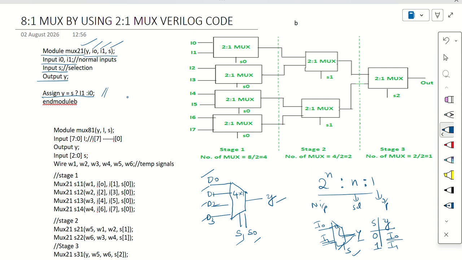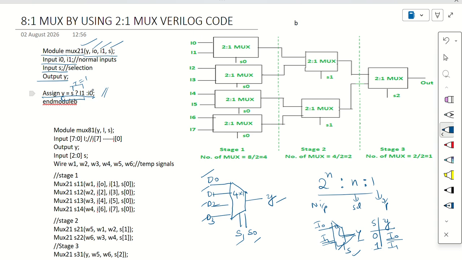Here I can use the ternary operator: assign y equal to s question mark. What does the question mark mean? The first expression is the true condition, which is when s equals 1. When s equals 1, I1 is transferred to y, otherwise I0 is transferred to y. This is nothing but a 2:1 multiplexer.